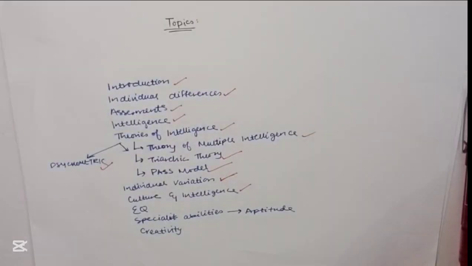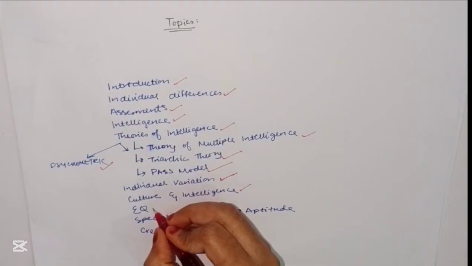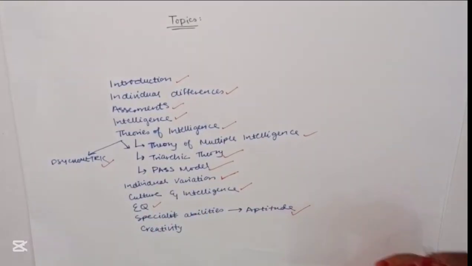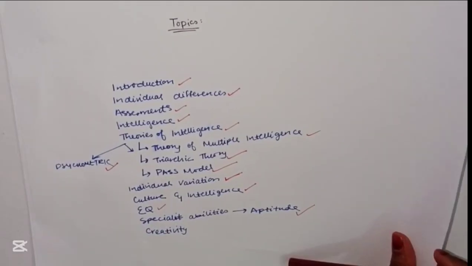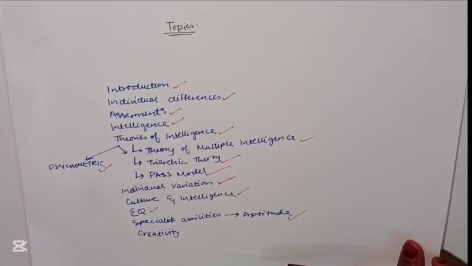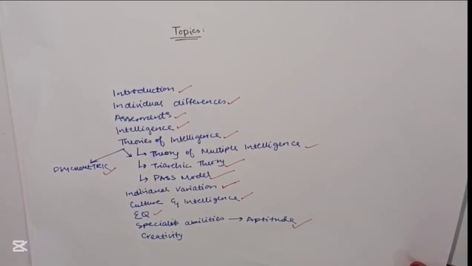In the last video, we learned EQ as well as special abilities like aptitude, interest, etc. Now, in this video, we'll be learning the last subtopic, which is creativity and its influence on intelligence. This is the last, but it's a little big, but it's very basic as well. So let's begin.